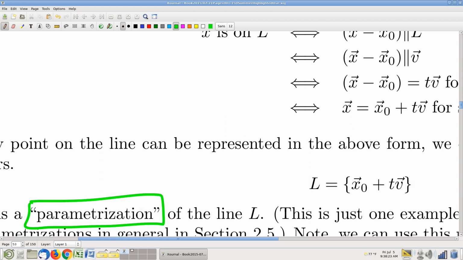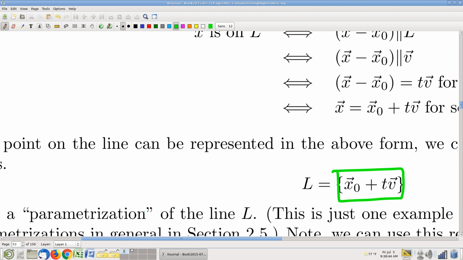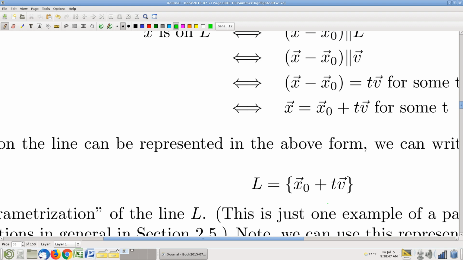And parameterizations have a nice alternative interpretation. Equations of shapes are point testers. They very crisply decide yay or nay, is it or isn't it on the line, right? Parameterizations are point generators, right? So specifically, again with the understanding that the x naught is given and v is given, I can take this t, I can plug in any value I want, and out comes a point on the line.